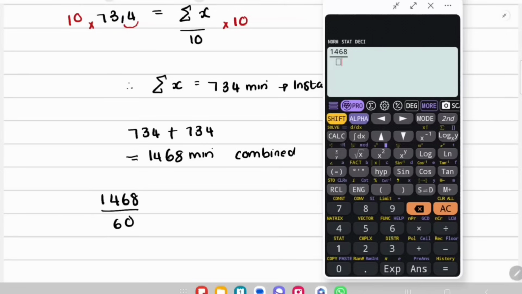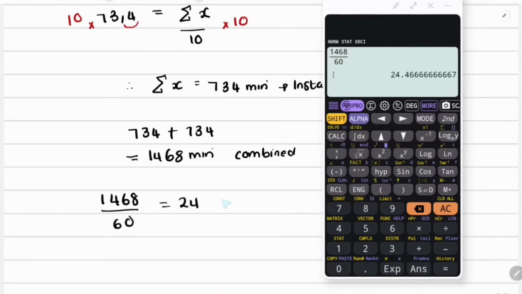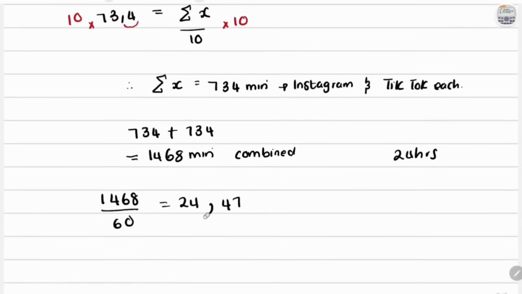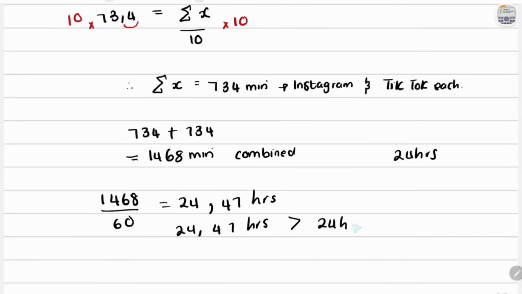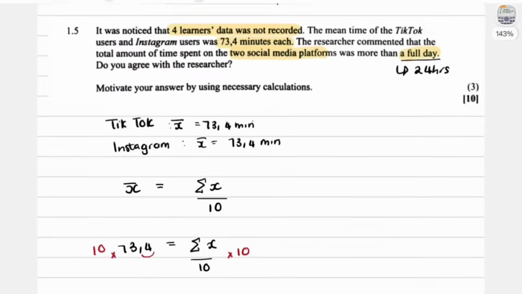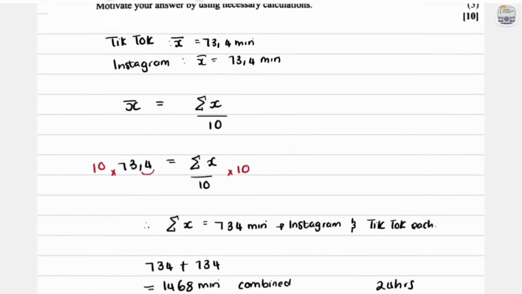1468 divided by 60. So we get 24.46 recurring, but you can just round off to that, right? And as you can see, this is in hours, and this is actually bigger than 24. So because 24.47 hours is greater than 24 hours, the time that they spent combined is actually greater than a day, and it means that the researchers were actually correct. So if you look at all the time that the total learners spent on Instagram and TikTok combined, it's actually more than an entire day. Okay, so that was the last question for question 1.